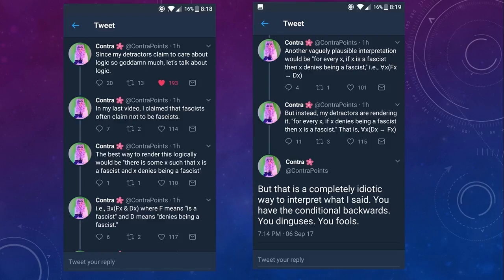You have the conditional backwards, right? So if your claim is everybody who denies being a fascist is a fascist, all you need is one non-fascist to say that they're not a fascist to show that's false, of course. I don't think I'm a fascist, and I don't think that makes me a fascist to say that. But nonetheless, it could be true that for all people who are fascists, they say that they're not, or for many of them anyway.